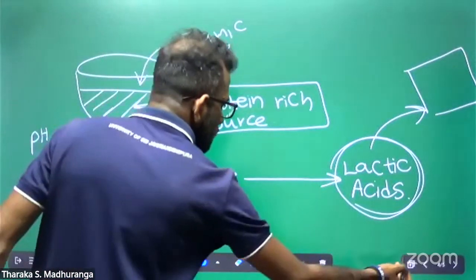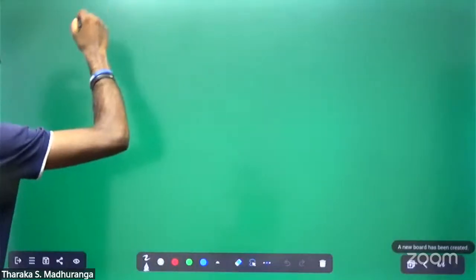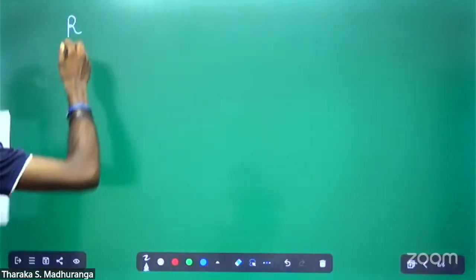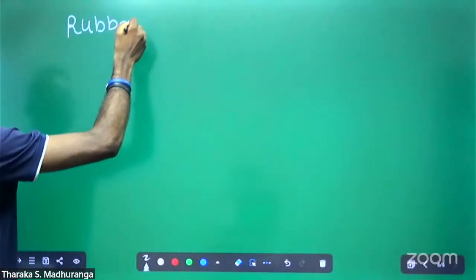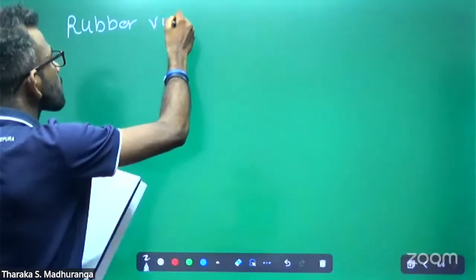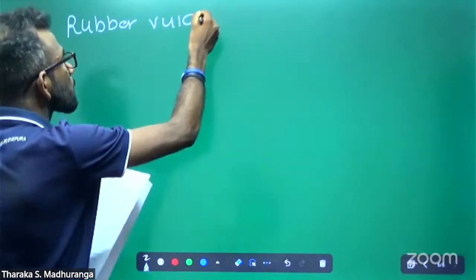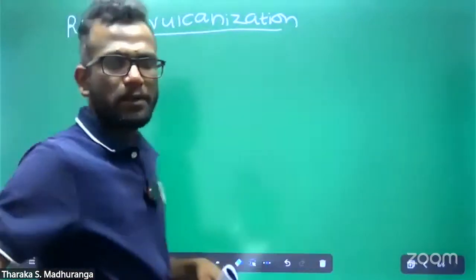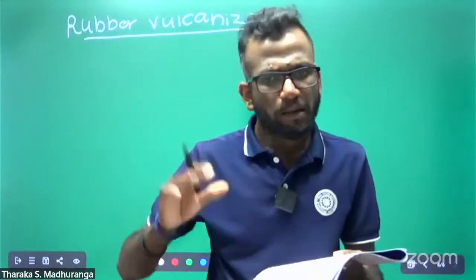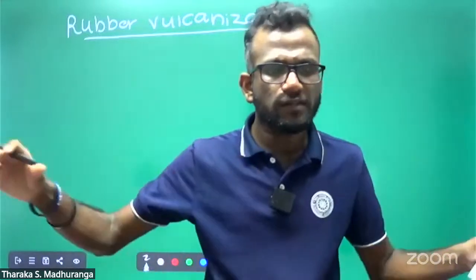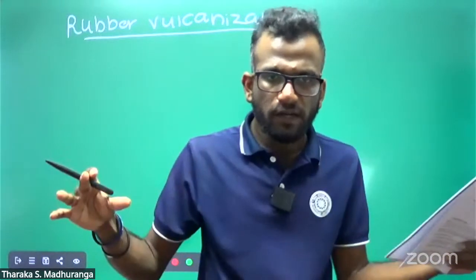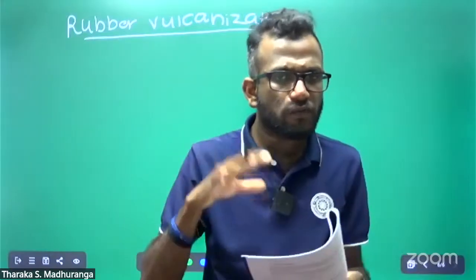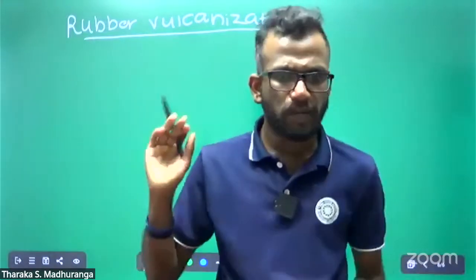Rubber vulcanization is also very simple. In rubber vulcanization, I told you about the polyisoprene structure. The simple polyisoprene structure has very high elasticity and very low strength. Then we can't use it for hard uses like tire production and shoe production.